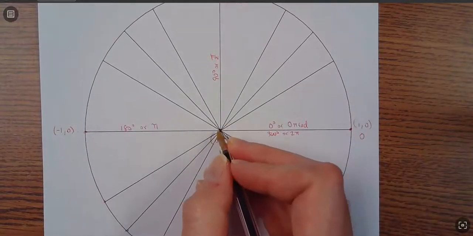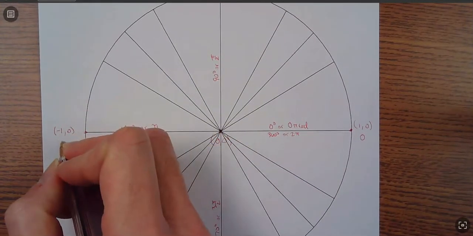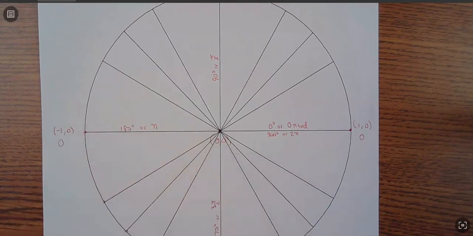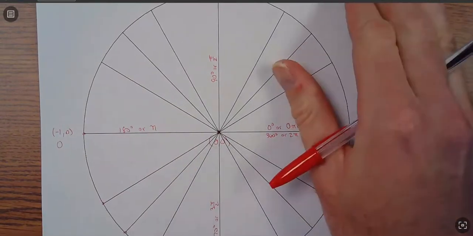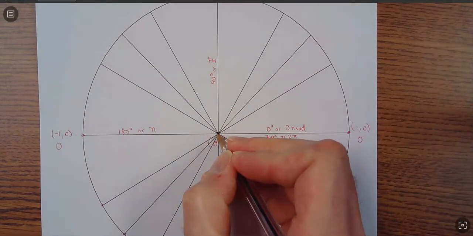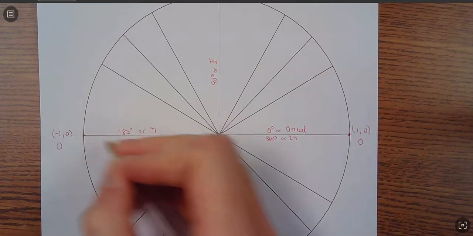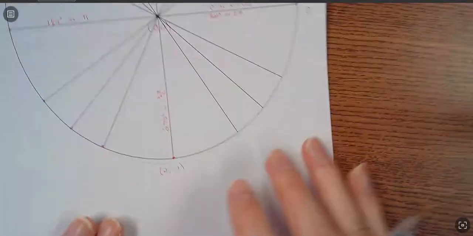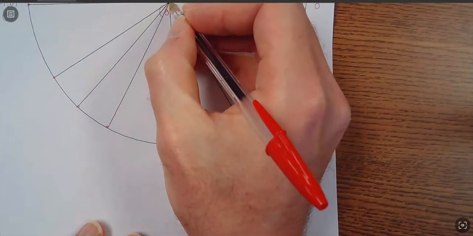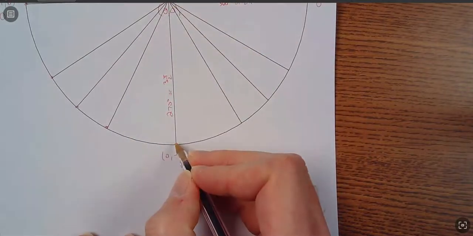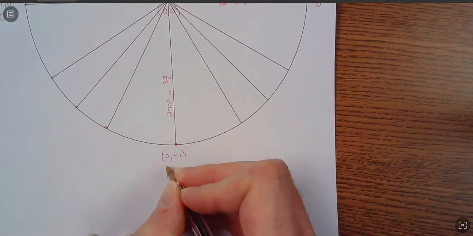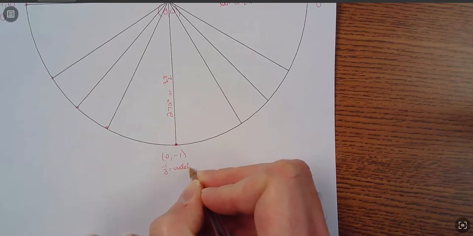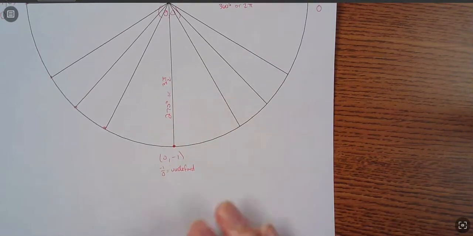Here, the rise is 0, the run is -1. Well, that's still 0, because 0 over -1 is still 0. So it went up none, left 1. That's still a flat line, so the slope is 0. And then down here, the rise is -1 over the run, which is 0. So -1 over 0 equals undefined. And that will be important in a bit.